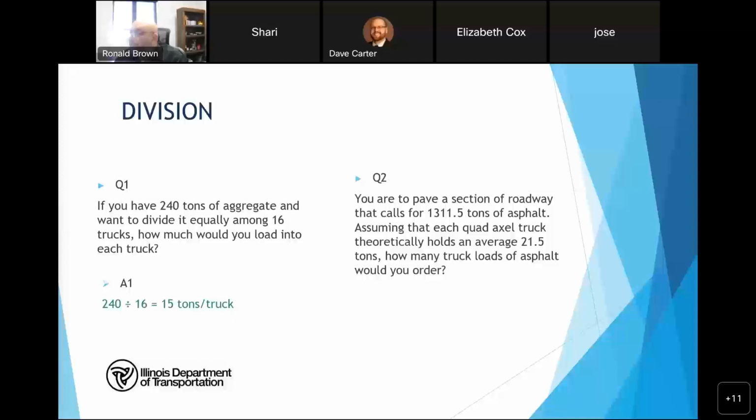Example number 2, paving a section of roadway that requires 1,311.5 tons of asphalt. Assuming that each of your quad axle trucks theoretically holds an average of 21.5 tons per truck, how many truckloads of asphalt would you need to order for that project?